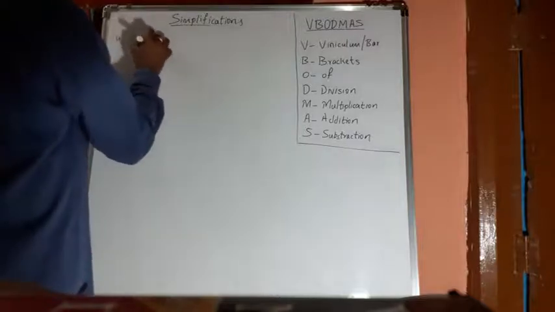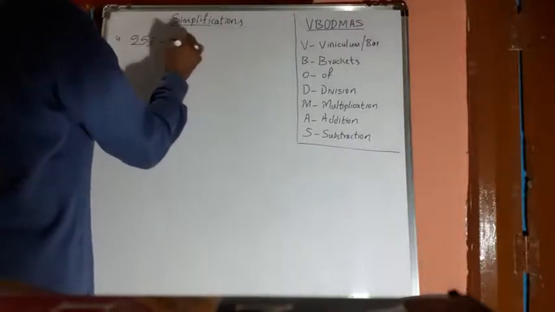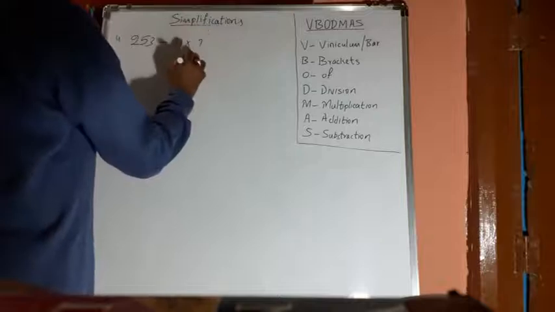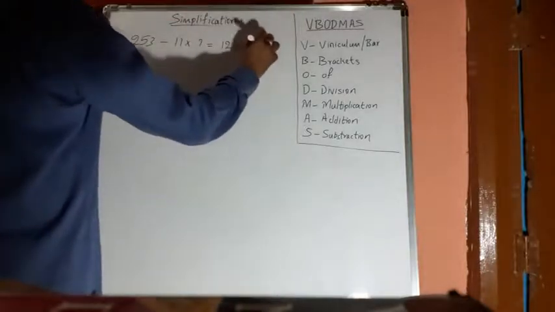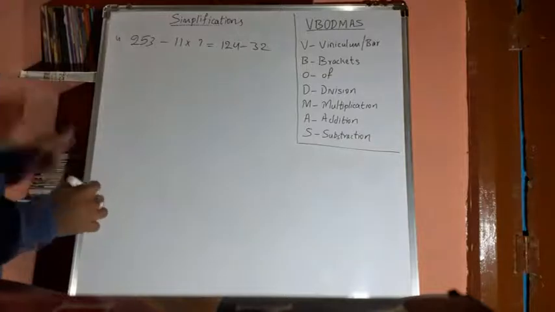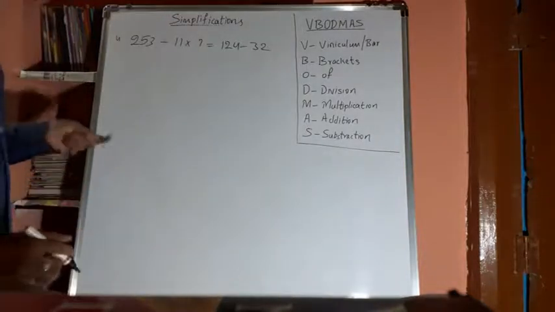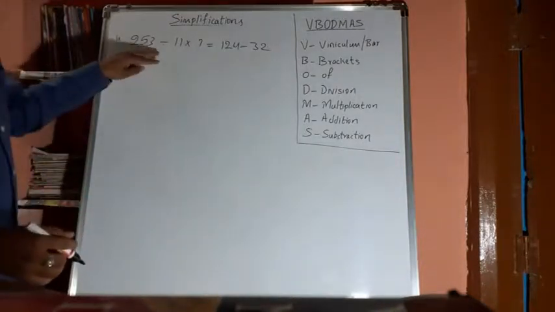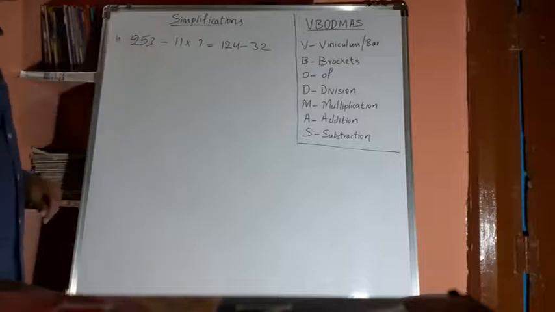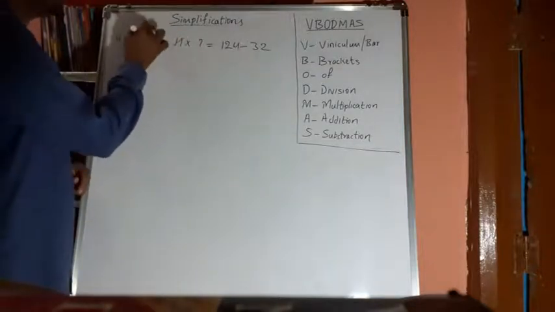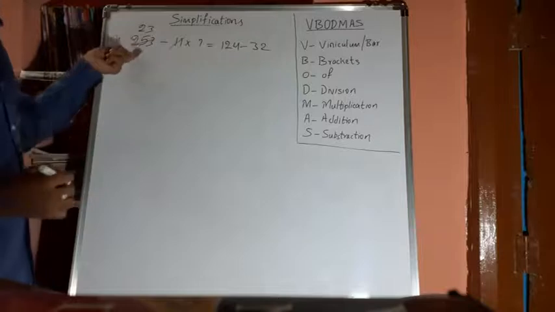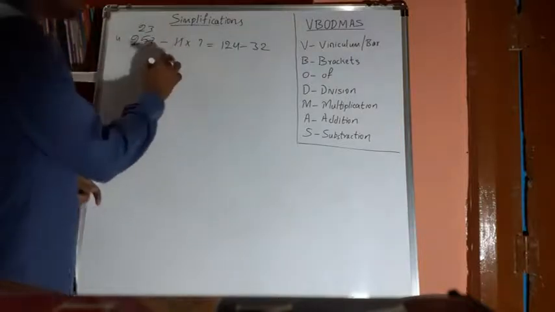Next is saying 253 divided by 11 into question mark is equals to 124 minus 32. Okay, so friends, again, there are no brackets and of terms. Start with the division. So 11 1 is 11, 11 2 is 22, 11 3 is 33. So 23 into question mark.